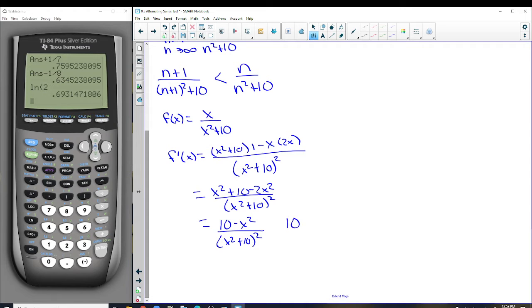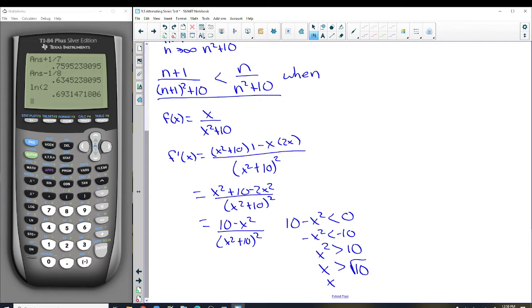Well, that'll be negative when 10 minus x squared is less than 0. So we have negative x squared is less than negative 10. x squared is greater than 10, so x has to be greater than square root of 10. But with n, this is happening when x is greater than or equal to 4, because square root of 10 is between 3 and 4.